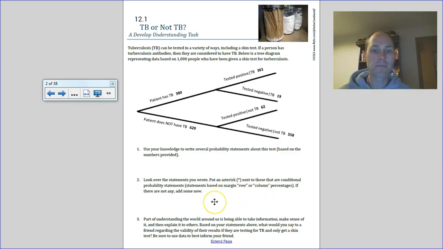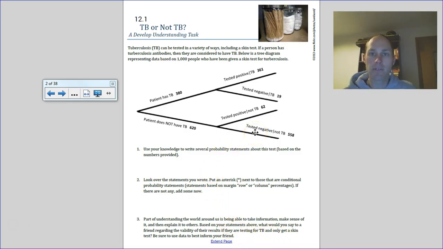Part of understanding the world around us is taking information, making sense of it, and explaining it to others. So based on the statements you came up with, what would you say to a friend considering the validity of the results if you're testing for TB and only get a skin test? Be sure to use this data to best inform your friend.